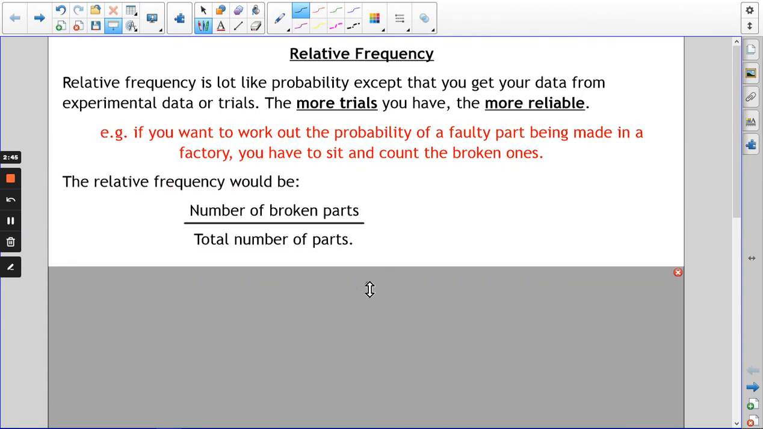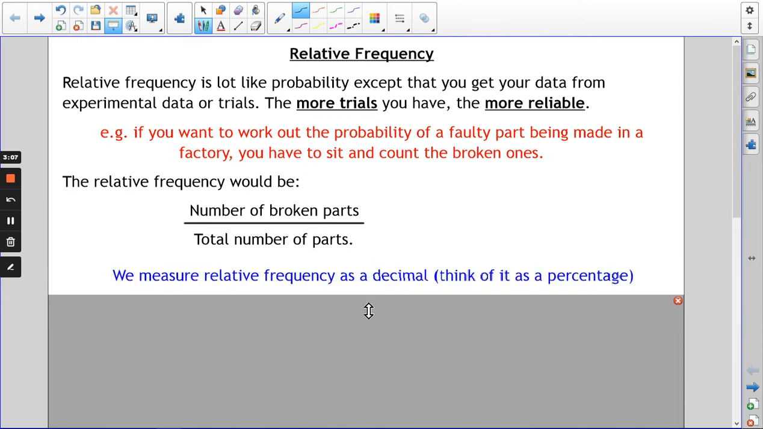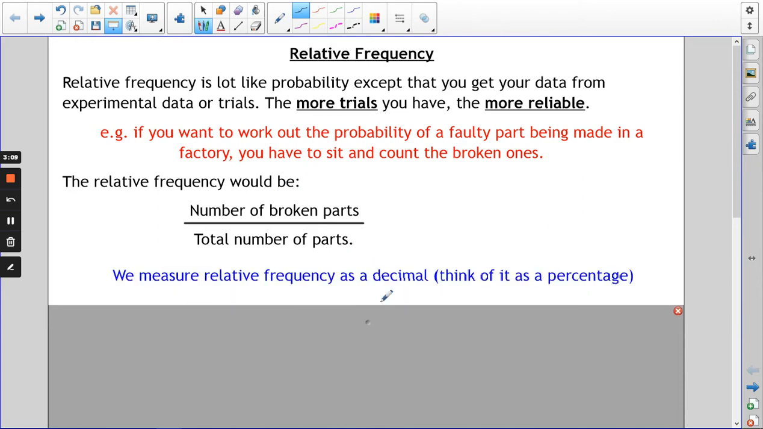So in my factory, to work out the relative frequency, I'd do a very simple calculation. I would divide how many broken things came off the production line by the total number of things that came off the production line. So if I tested 100 and 5 of them were broken, it would be 5 over 100. But in relative frequency, we don't work in fractions, we work in decimals. And if you don't really like working with decimals, probably the best thing to do in your head is to think of them as percentages. So my 5 out of 100 as a decimal would be 0.05, as a percentage 5%.